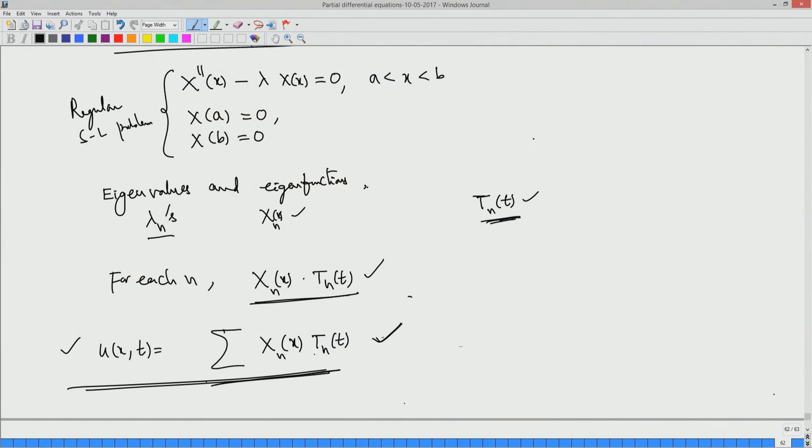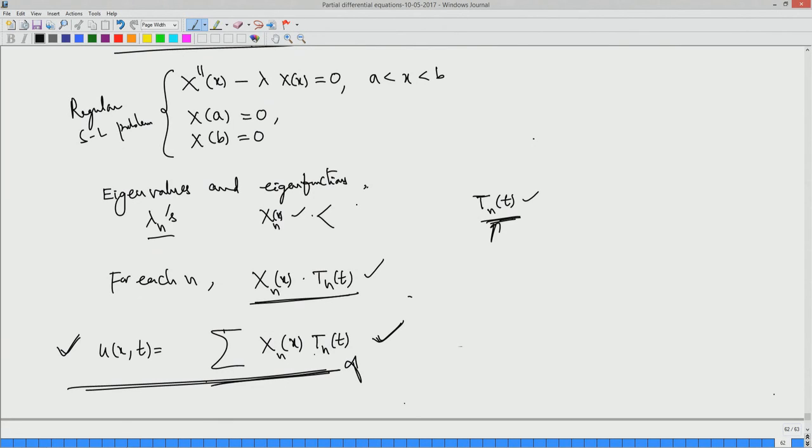So far we have not used the initial data. Once you see that this is a solution that satisfies the wave equation and the boundary data, you apply the initial data to this general solution and get the arbitrary constants involved in T_n. That is where we use the dot product of these eigenfunctions, phi_n and phi_m. Make use of that, and we can get the values of the arbitrary constants. Once you know those arbitrary constants, that is the final solution.